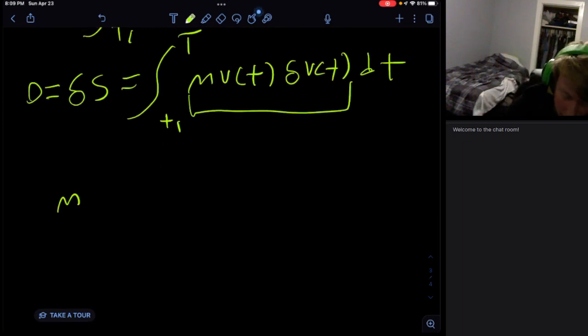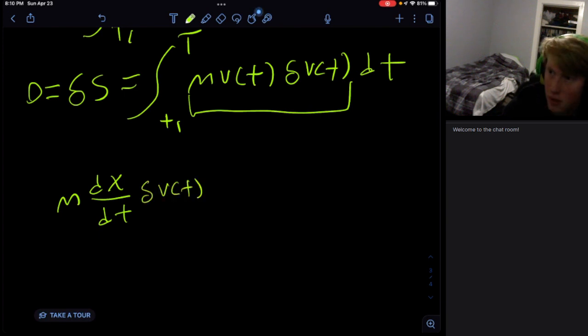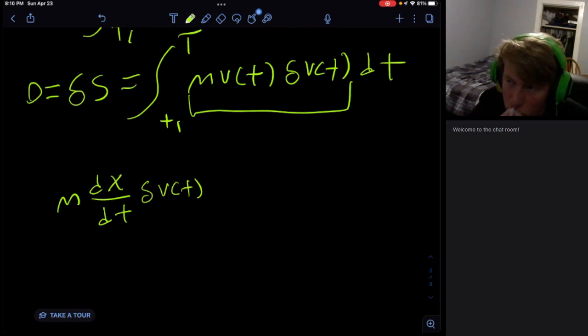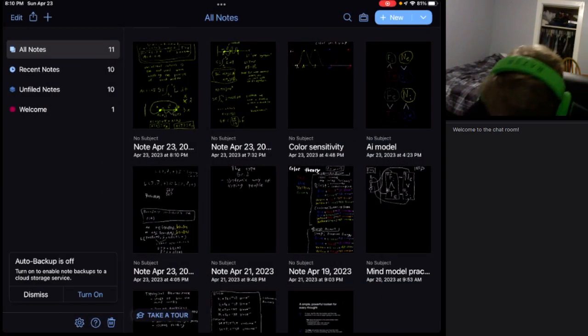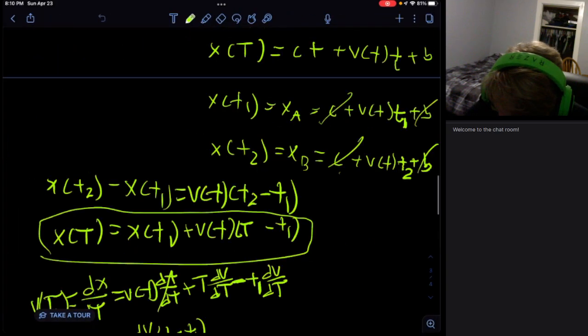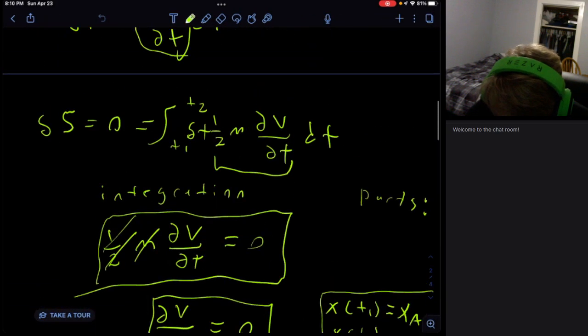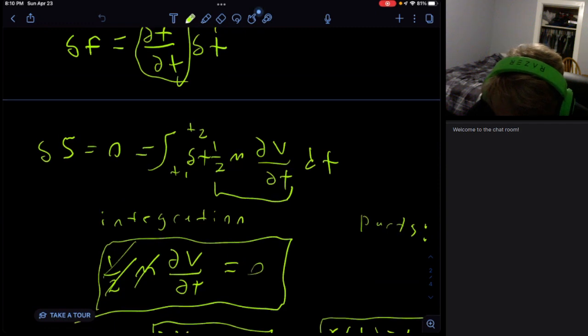But essentially what I'm going to do here is extract this, set it equal to 0, and instead of writing v of t, I'm going to write dx dt. Okay. And then maybe the variation of v of t. I'm going to do a quick peek at what I did before, because I feel like I might have made some kind of mistake that I'm not really thinking about. How did I end up with that?